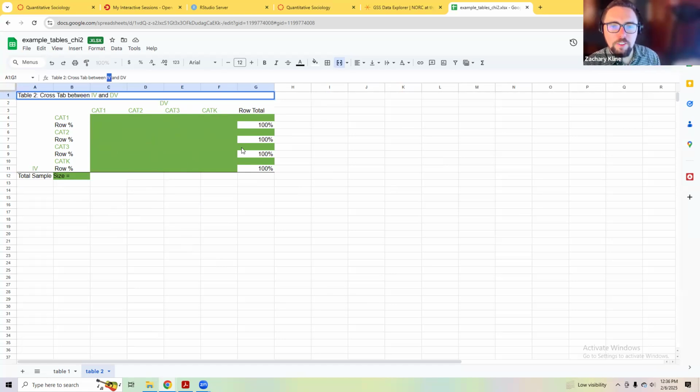All right. So first, we're going to change our table here. We want to have our title instead of IV and DV that's in green. So we're going to change that to our independent variable, which is 4-year college degree, and our dependent variable, which is trust in education.